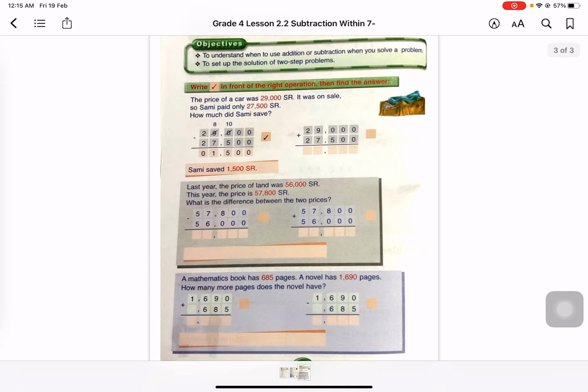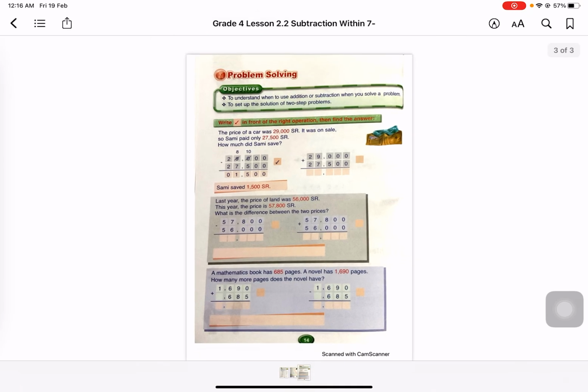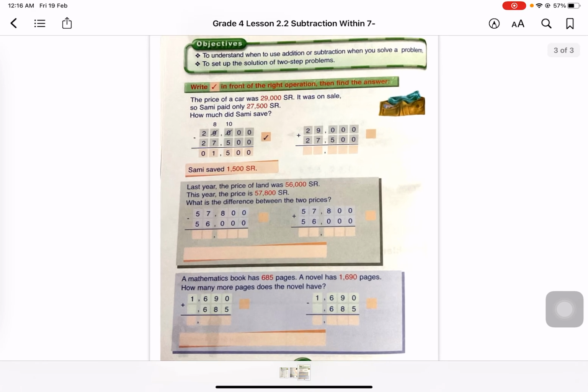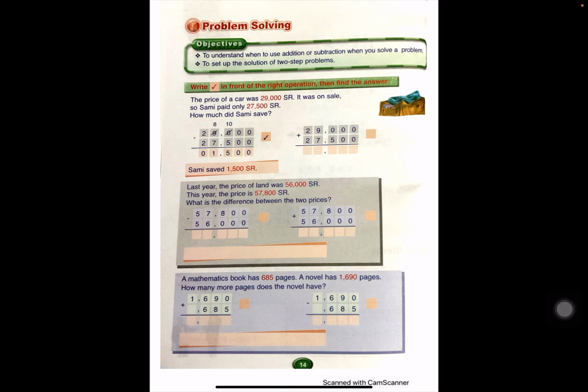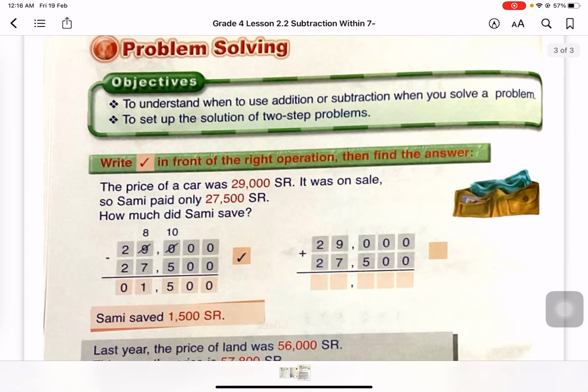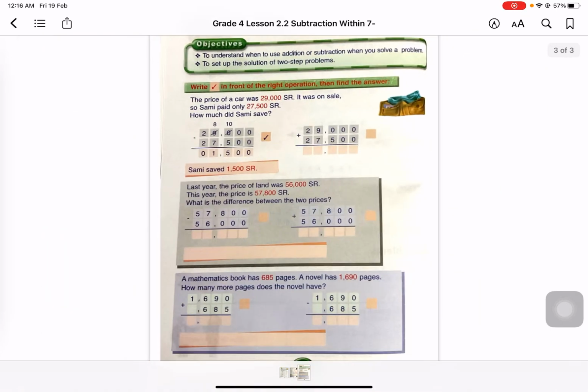On page 14, we are going to solve problem solving. My objective on this page is to understand when to use addition or subtraction when you solve a problem. You need to understand the question and know whether you are going to add or subtract. The second step is to set up the solution of two-step problems.